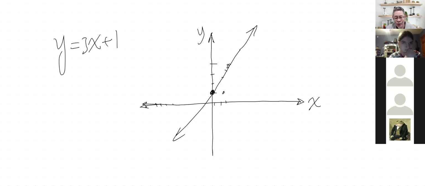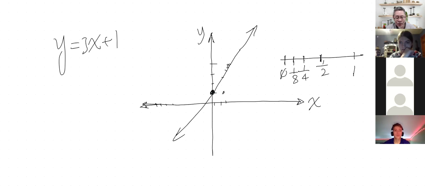If you zoom in, you'll see that we have 0, we have 1. Of course, we're going to have a half, a quarter, and 1/8. But in between, those are rational numbers, and in between we also have irrational numbers. So the number line is full. So that's why when we're graphing it, we get a line.